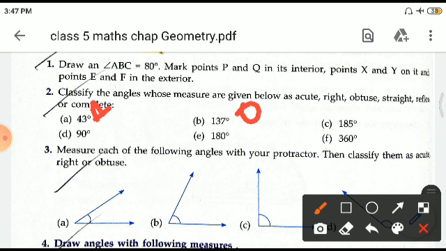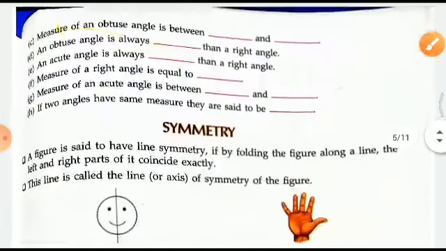Right? 185. It is more than 180, so this will be a reflex angle. This one is reflex, REF, right? And this is how you need to do this exercise.